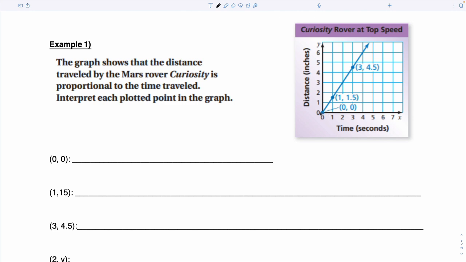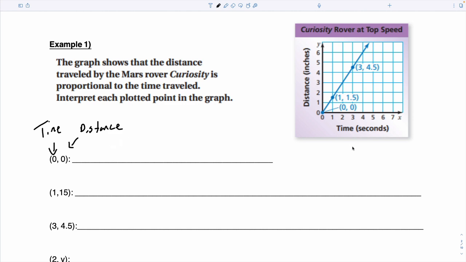Let's start at 0, 0. The Mars rover lands and it's chilling on Mars. At 0, 0, it's not going anywhere at 0 seconds. It traveled 0 inches in 0 seconds. The x value is the time, right? Time above the first 0. The y value is distance.